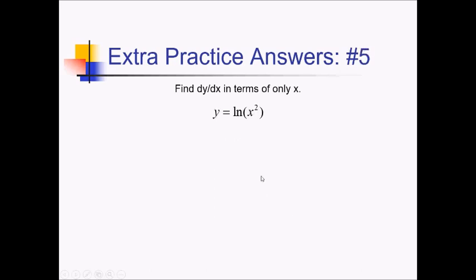To take the derivative on this problem, I'm going to start by just popping this 2 out as a coefficient using my pop-out rule of logs. And now the derivative of this is just going to be 2 times 1 over x, or 2 over x.